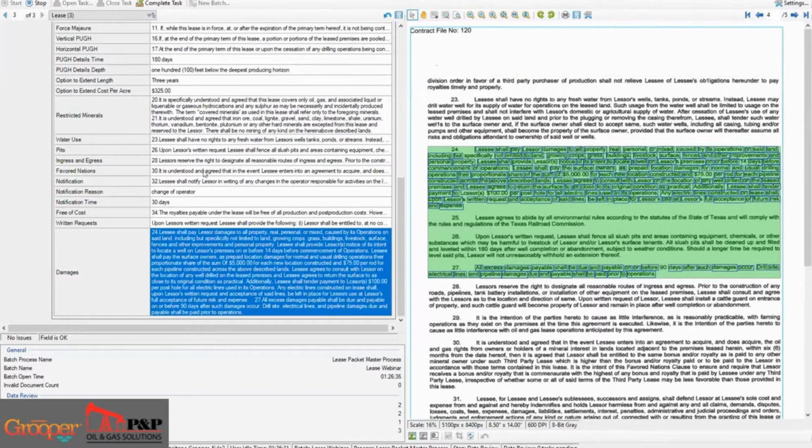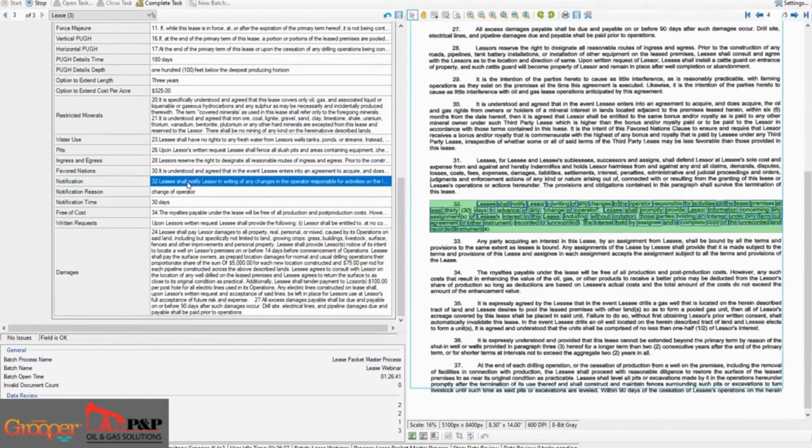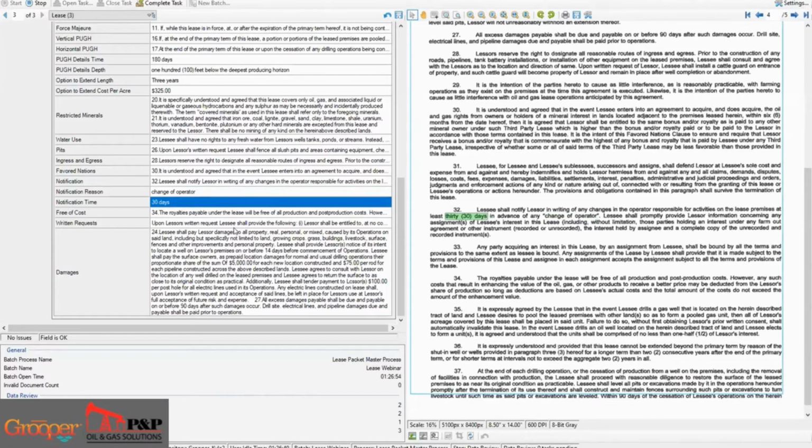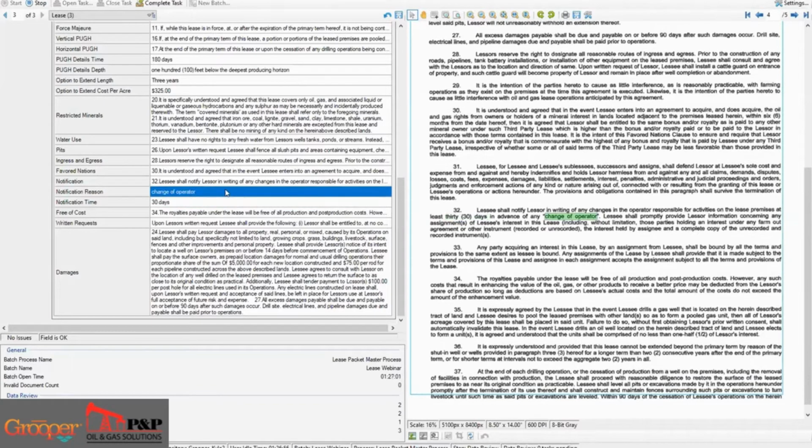Let's see, we got a favored nations clause, we got a force majeure clause, notification. This one's pretty cool. The whole paragraph, right? But why would you need to notify somebody? Why would you need to notify the lessor? Because of a change in operator, and you got 30 days to do it. So, you know, these key elements it can pull out.